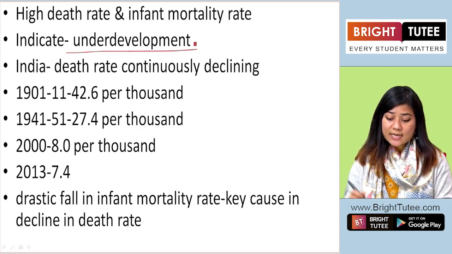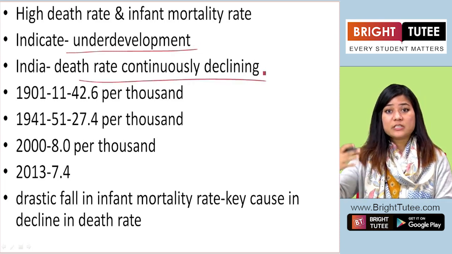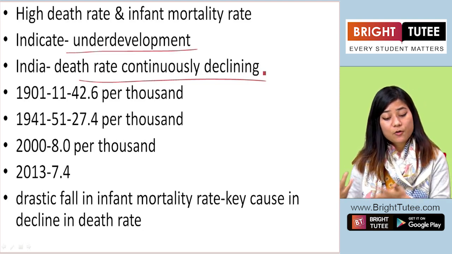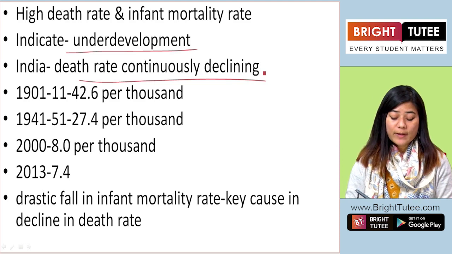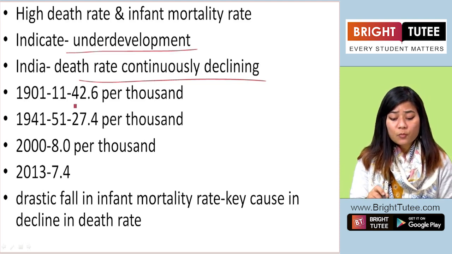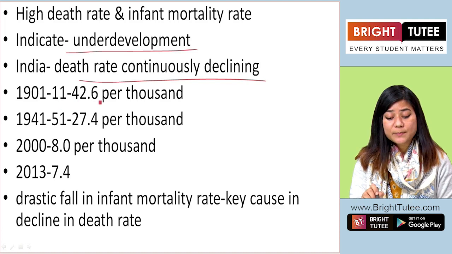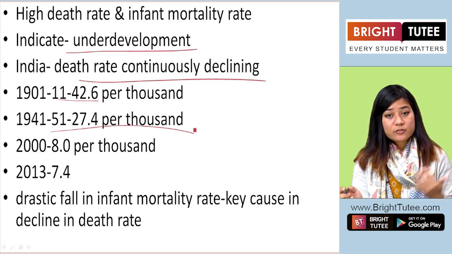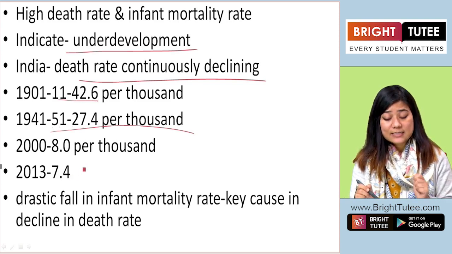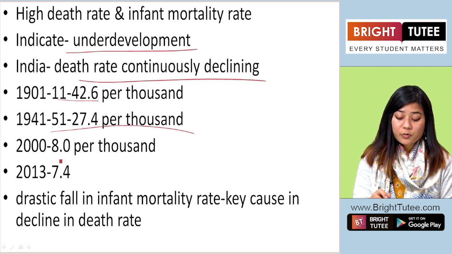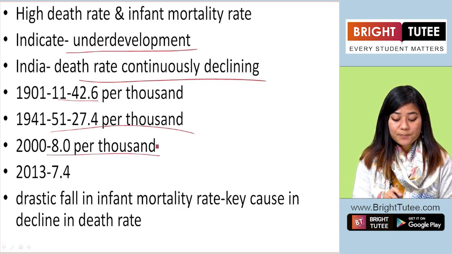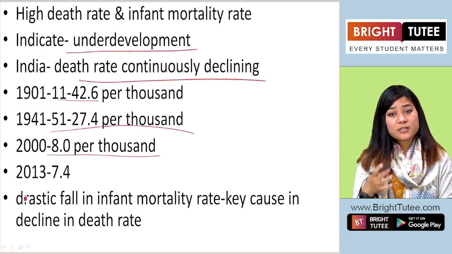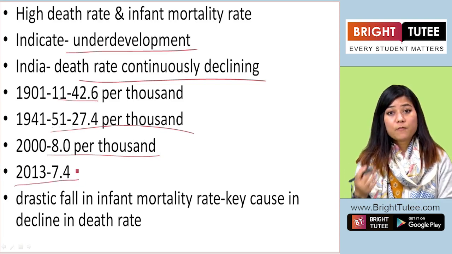So in India, the death rate has been continuously declining, which is a sign of development. In 1901, the death rate was 42.6 per thousand. In 1941, it decreased to 27.4 per thousand. In 2008, there was a drastic decrease, to 8 per thousand. And in 2013, there was a further decrease, to 7.4.